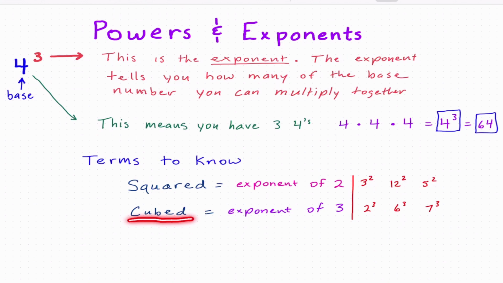Cubed means that it has an exponent of 3. So the exponent is going to be 3. I could say 2 cubed, like this one here, or I could say 6 cubed, or 7 cubed, or 243 cubed, or whatever number you want to say. So know these terms because I'm going to use those. You need to know what they are: squared and cubed. Squared is the power of 2, cubed is the power of 3.